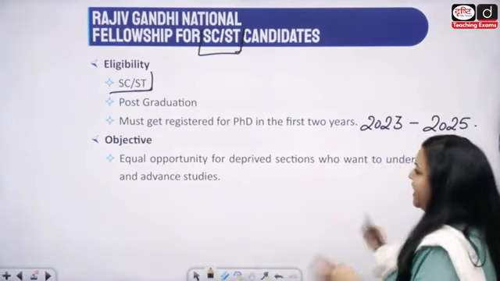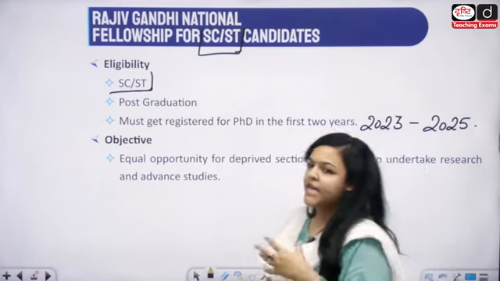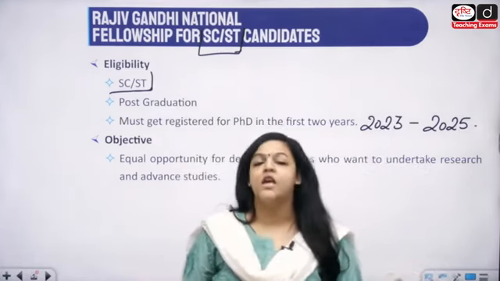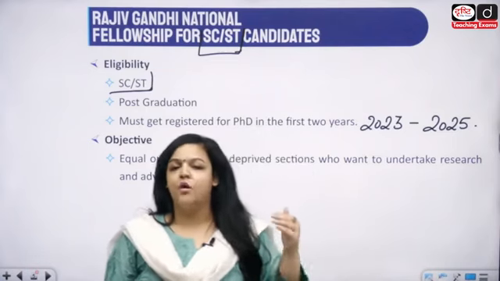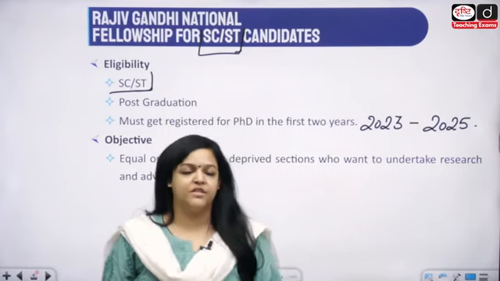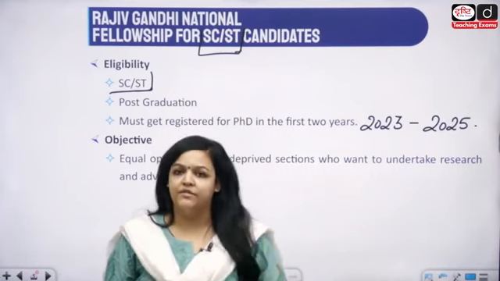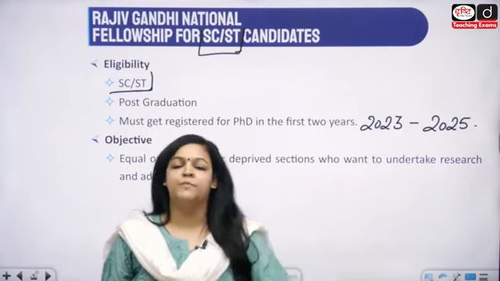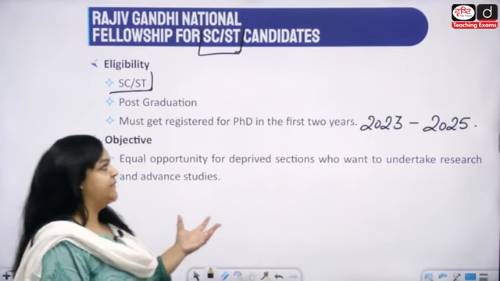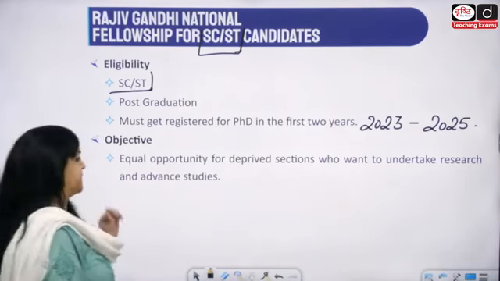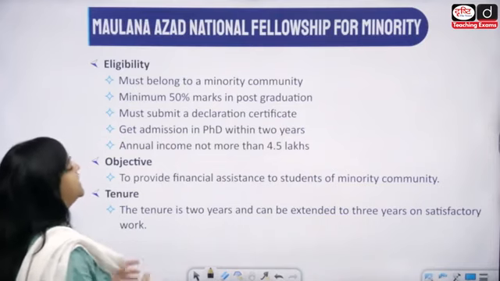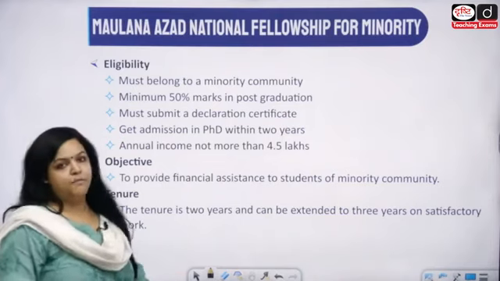Now, what is the main objective? The main objective is to provide equal opportunity to the deprived sections of the society so that they can also undertake higher education, and most importantly, if they want to take up advanced research, then there should be no financial crunch pulling them back. That is why the government has started this program. Moving on to the next one, we have Maulana Azad National Fellowship for Minority.